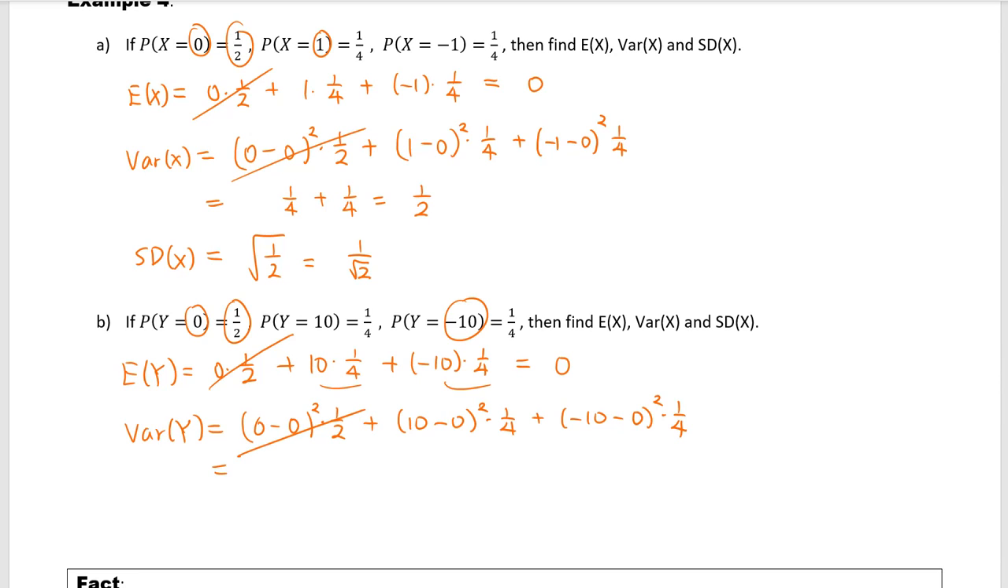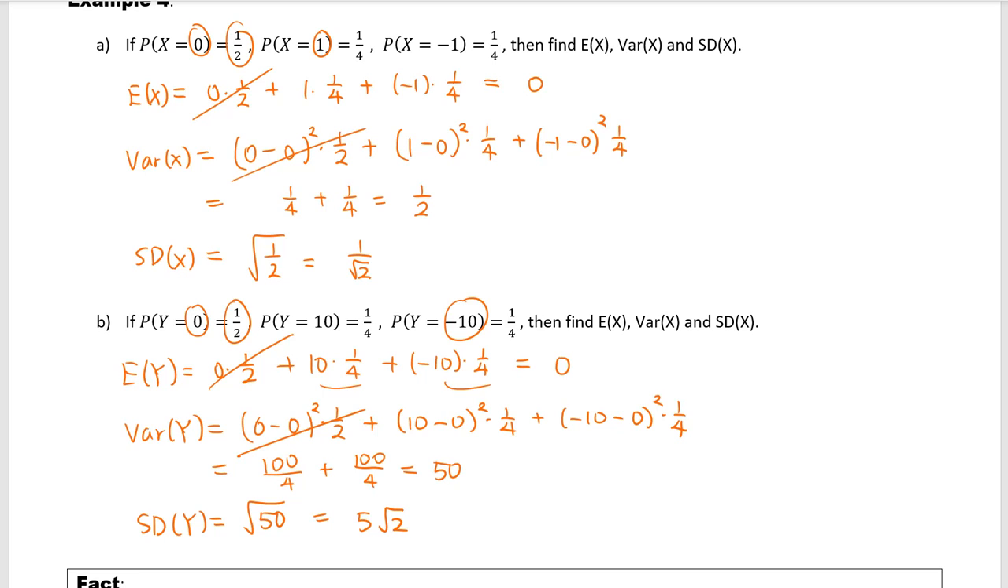Alright, so this guy is 0. And then, okay, 10 squared is 100. So 100 over 4. And then -10 squared is also 100. Another 100 over 4. So 100 over 4 is 25. 25 plus 25 is 50. So the standard deviation of y is square root of 50. 50 is like 25 times 2. Square root of 25 is 5. So 5 times square root of 2.